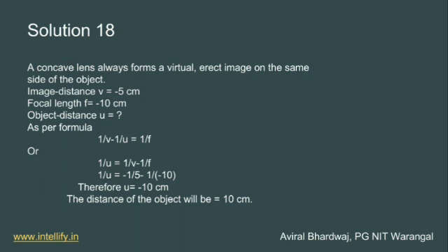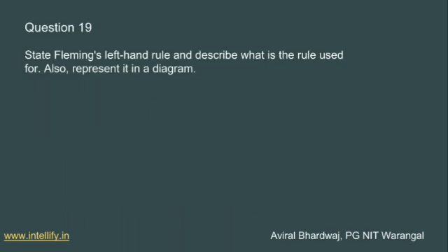So put in the formula. There is a more important formula: 1 by V minus 1 by U is equal to 1 by F. So taking 1 by U to one side and 1 by F to the other, the formula is 1 by U is equal to 1 by V minus 1 by F. Put in the values of V and F. Therefore, solving this question, U is minus 10 centimeter. So the object will be 10 centimeter away, and the image is virtual and erect.